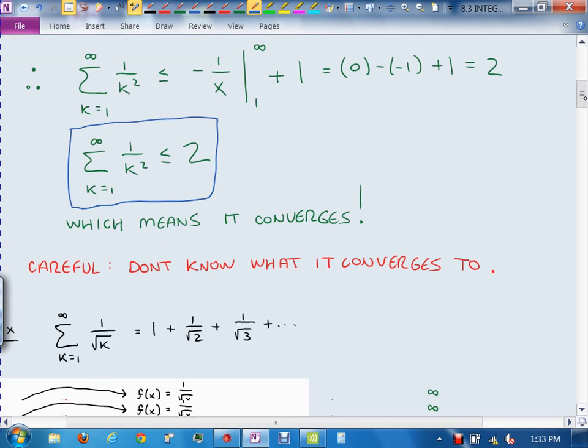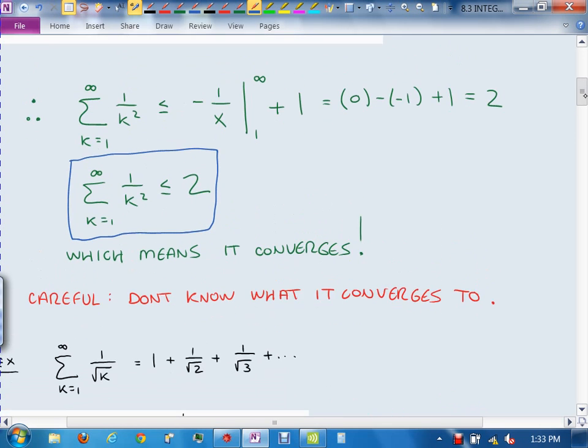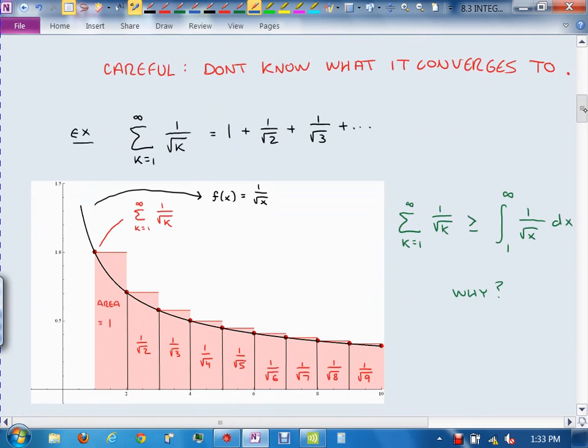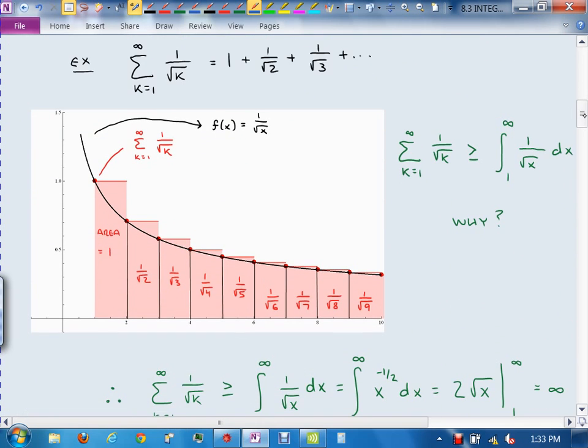Okay, let's look at this one. So now I changed up the series. Instead of 1 over k squared, I put 1 over the square root of k. So the terms are 1 plus 1 over root 2 plus 1 over root 3 plus 1 over root 4 forever. I set up the same thing. I've got rectangles in here, okay?